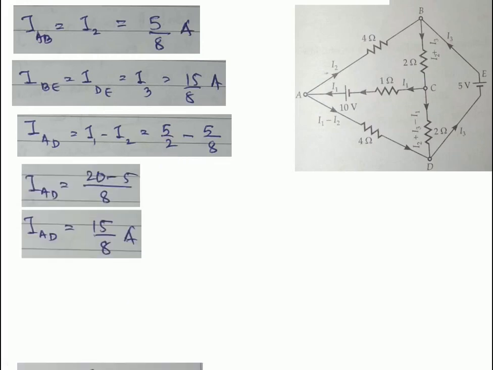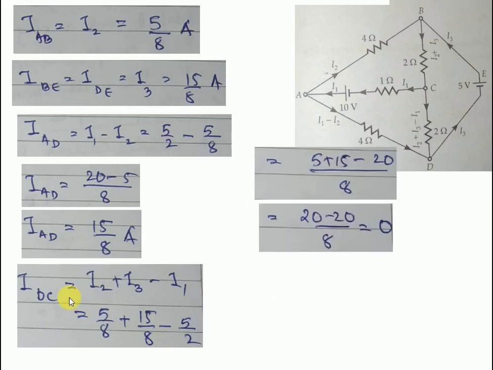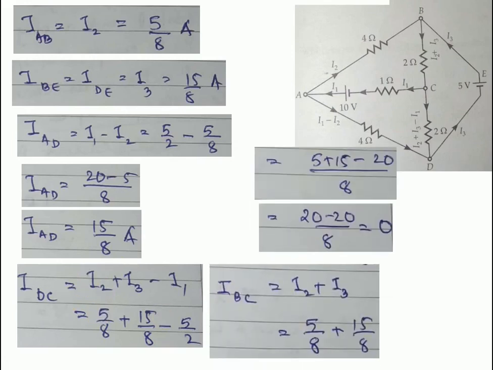And current in DC, between D and C, this is i2 plus i3 minus i1, so putting the values, I'll get the value to be 0, so no current will flow through this arm. Again last BC, in BC it's i2 plus i3, so putting the values, it is 20 by 8 ampere. So this is how we use Kirchhoff's rule to solve the network problem.